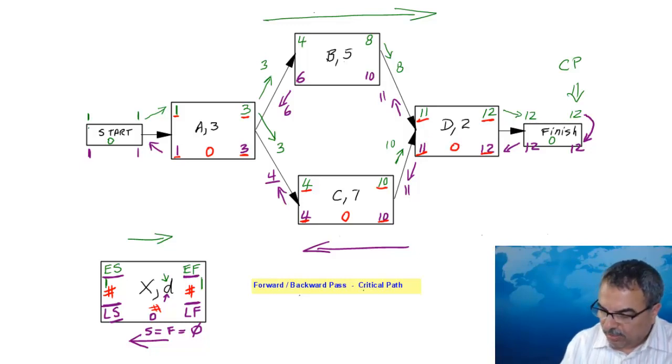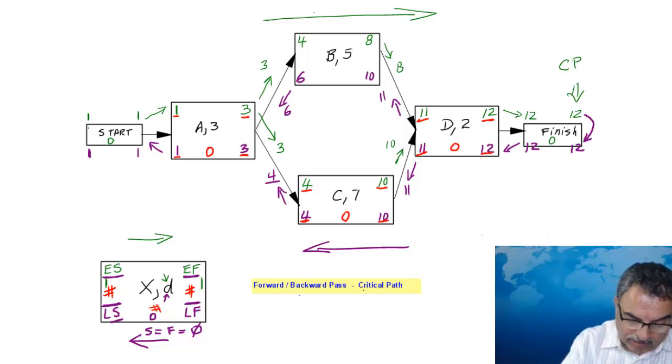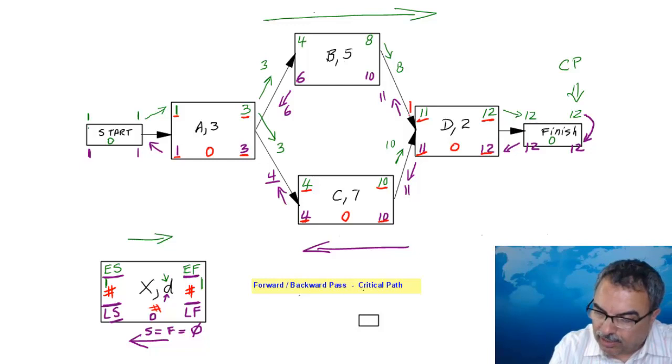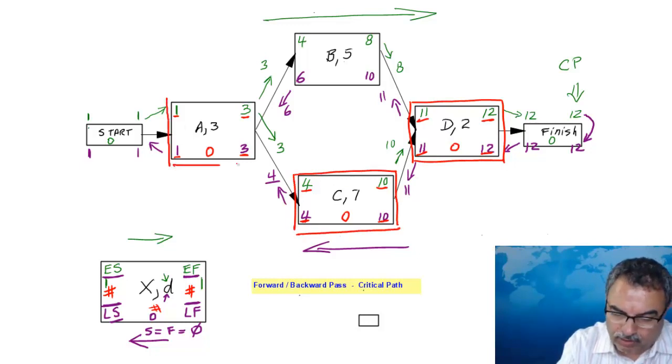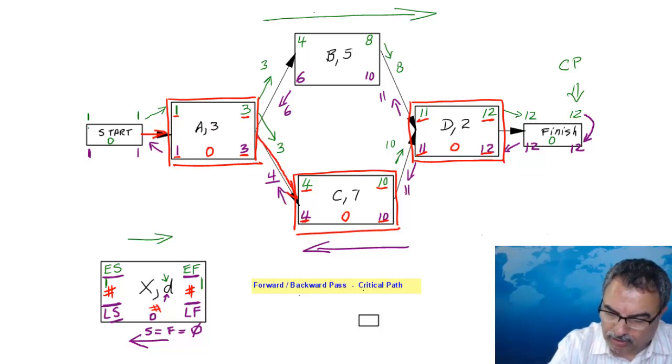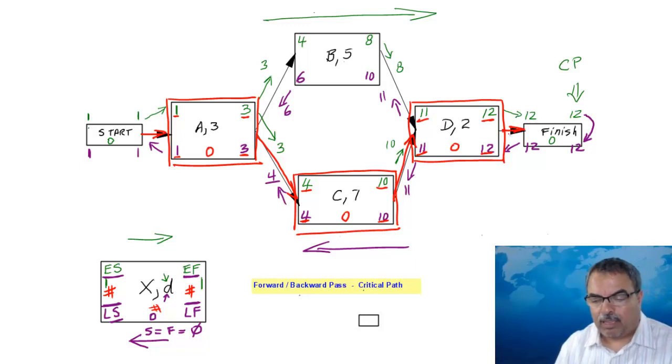What do I call this? I call these tasks critical tasks. And that's why I'm going to say this is a critical task, and so is this one, and so is this one. And my critical path now starts this way, comes this way, and goes this way, and then goes all the way to the end. That's my critical path.